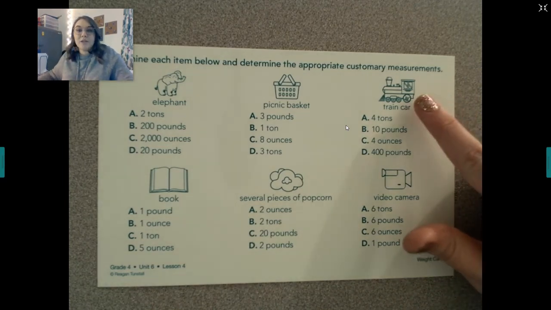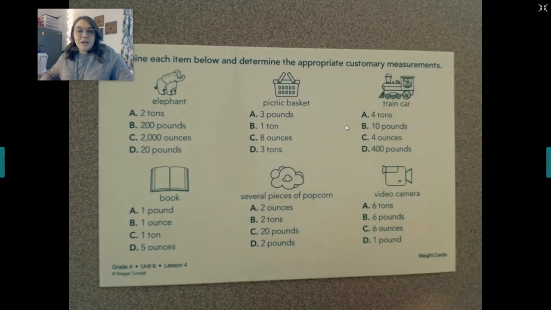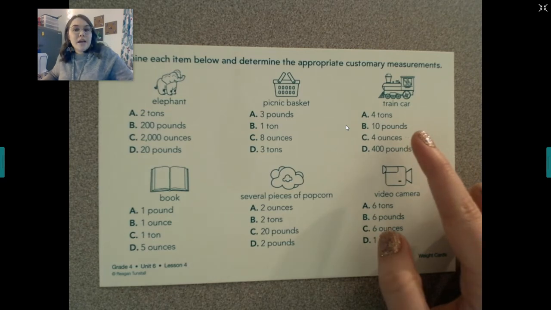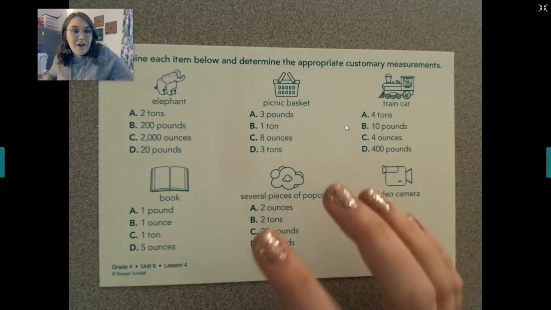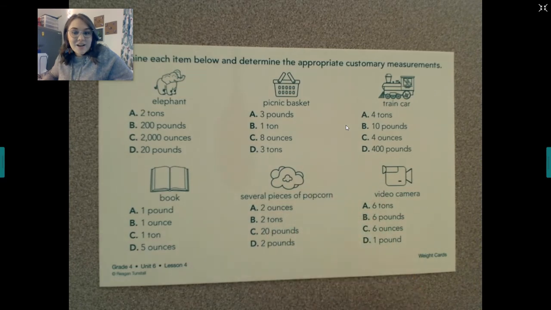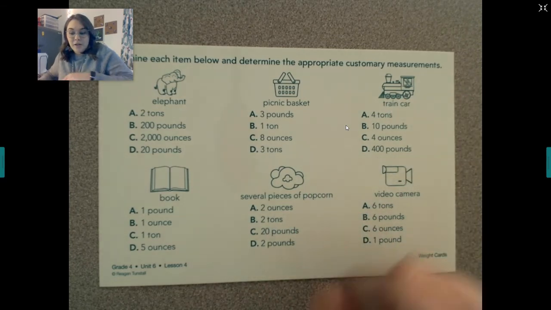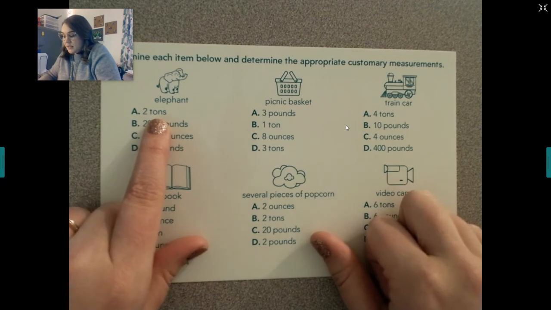Okay, what about a train car? Ooh. Raise your hand if you've ever seen a train. Okay, so a train car. Do you think it's 4 tons, 10 pounds, 4 ounces, or 400 pounds? Go ahead and mark off what you don't think it is. I don't think it's 4 ounces. That's like 4 handfuls of pretzels. I can eat 4 handfuls of pretzels, so it couldn't be that. 10 pounds is way smaller, some large babies are 10 pounds. So 4 tons or 400 pounds. Well, if we think an elephant is 2 tons, what do you think?